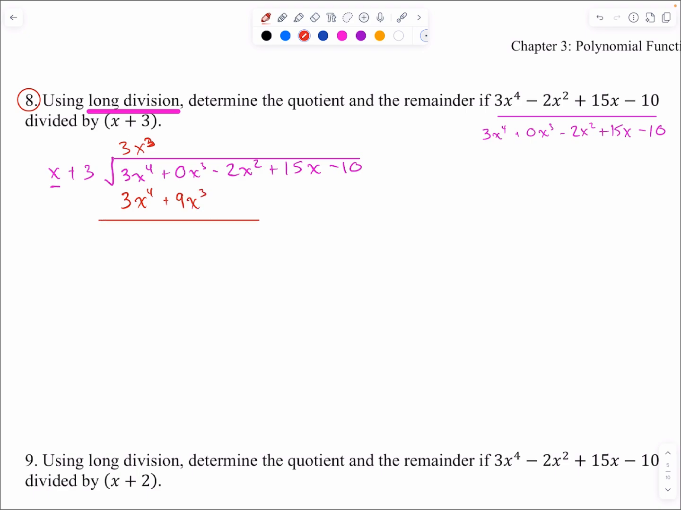All right, so we're going to draw a line there. Now the goal when you're working through this is you want your leading term to zero out. So we're going to do some subtraction. 3x to the 4 minus 3x to the 4 is 0. And then 0x cubed minus 9x cubed is minus 9x cubed. Okay, the next step. We're going to bring down this negative 2x squared.